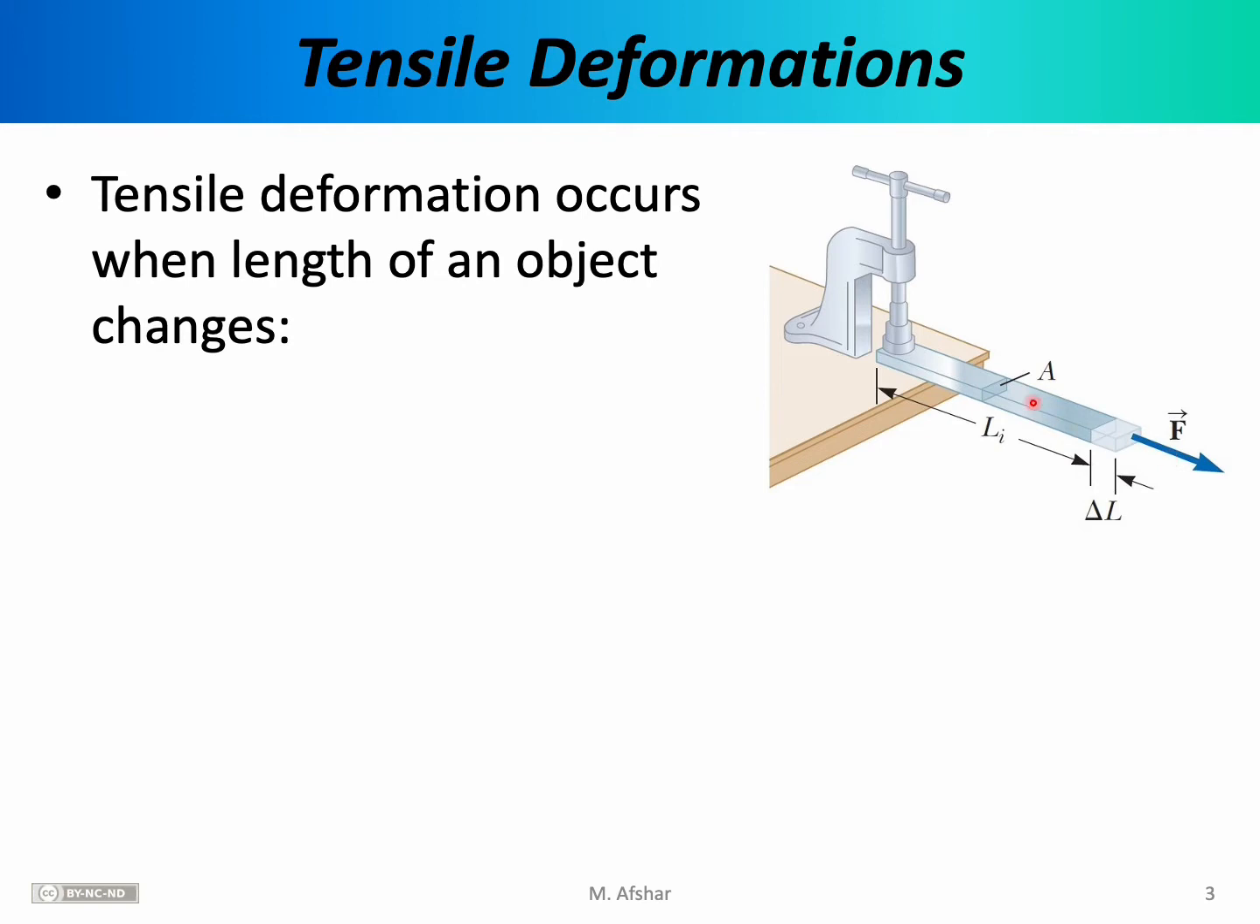The force is being applied along the axis of the rod or parallel to the length of the rod. If this force were applied in a different direction, then we would get a different type of deformation. For example, if the force were applied perpendicular to the length of the rod, then we would get a bending of the rod. Here, since we're interested in tensile deformations, the force must be applied along the length of the rod.